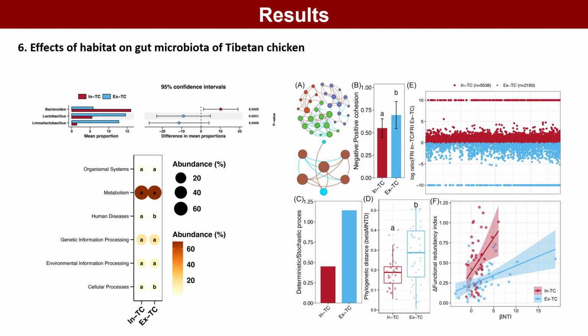We observed Bacteroides were significantly enriched in the INTC group, while Limosilactobacillus and Lactobacillus were more abundant in XTC individuals. The predicted functions indicated a higher abundance involved in cellular processes in the INTC group, and more abundant functions related to human diseases in the XTC group. The null model analysis indicated the gut microbiota assembly has changed from a stochastic-driven state in the INTC group to a deterministic-driven state in the XTC population.